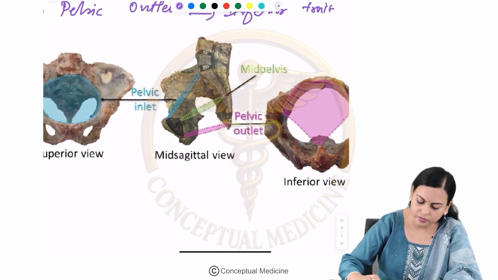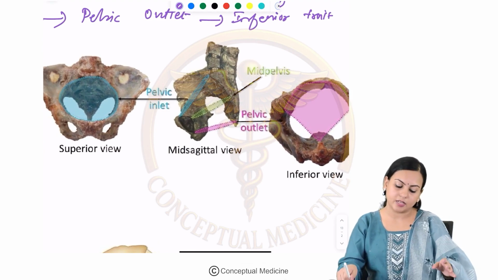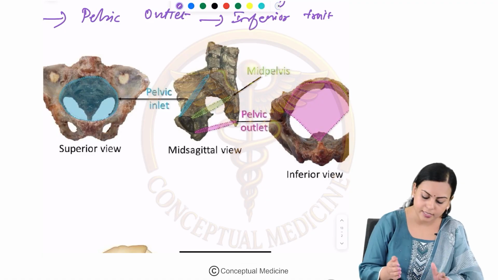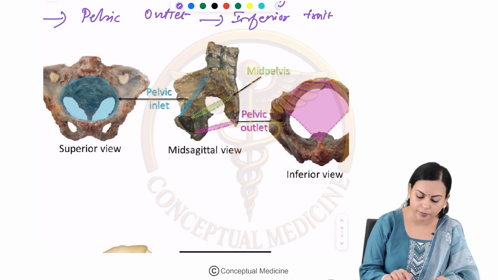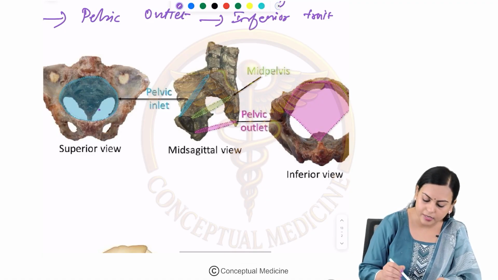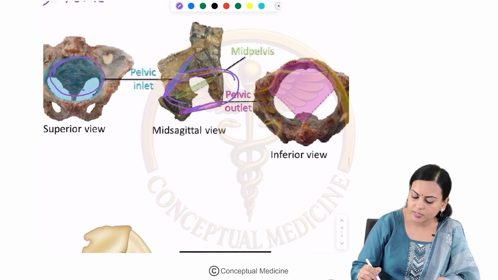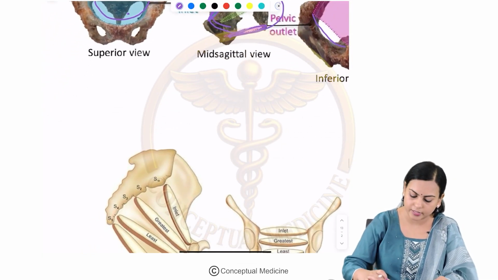So this is the picture to help you understand what is the pelvic inlet, outlet and the pelvic cavity. As you see from the superior view of the pelvis, we have the pelvic inlet. So this is the pelvic outlet. The region between the pelvic inlet and the outlet is known as the pelvic cavity or the mid pelvis. So this is the inferior view where you are able to see the pelvic outlet.